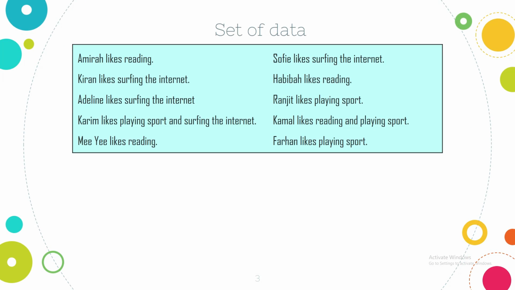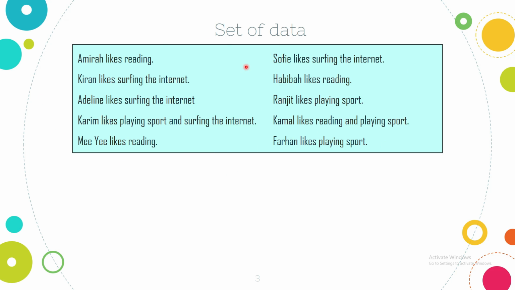Okay, this is the set of data. First, we take a look at an example of how we do the union of sets. In this data, this is a survey about pupils who like to read, surf the internet, or play sport. There are 10 pupils that are involved in this survey.